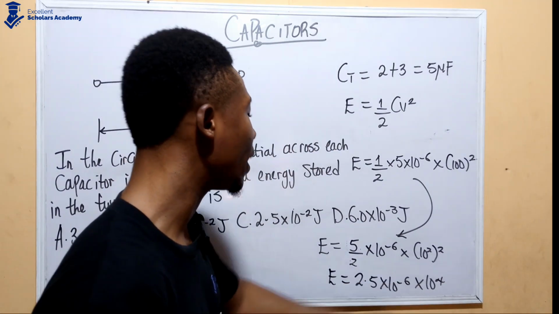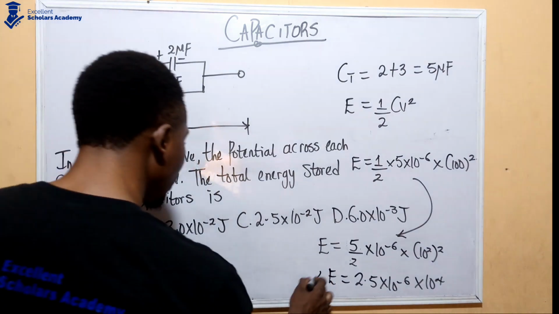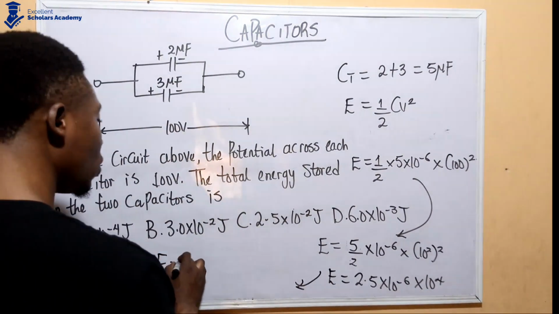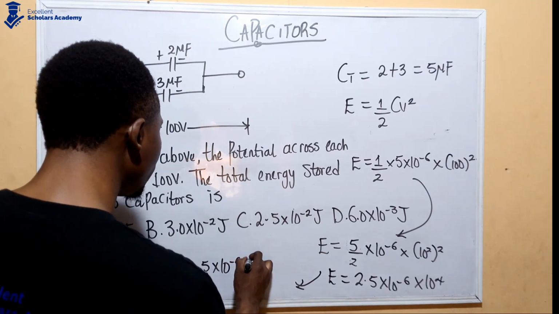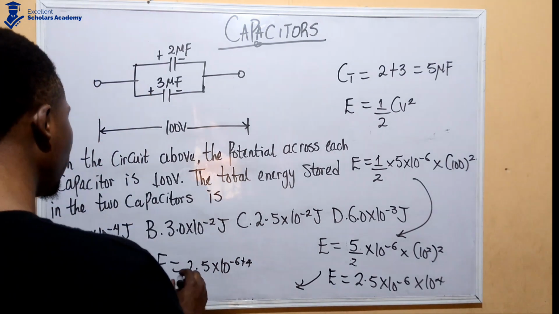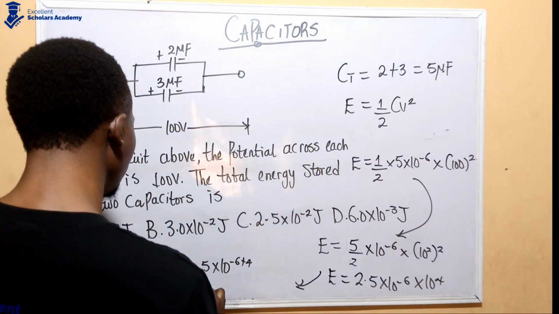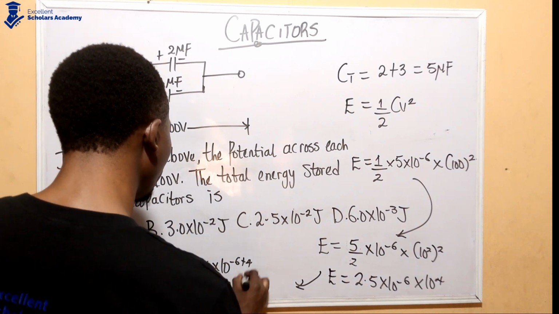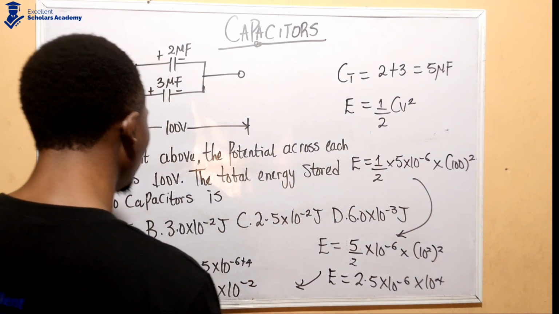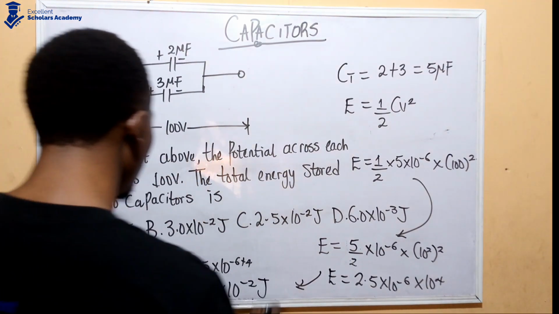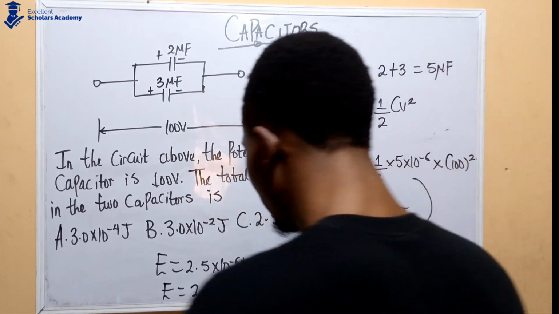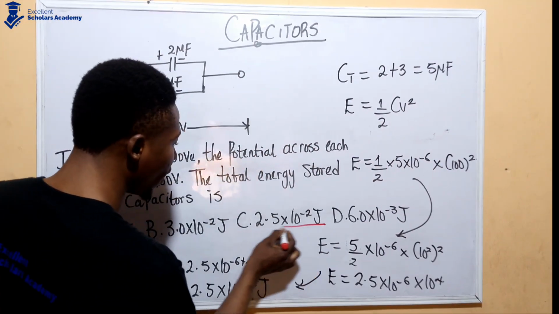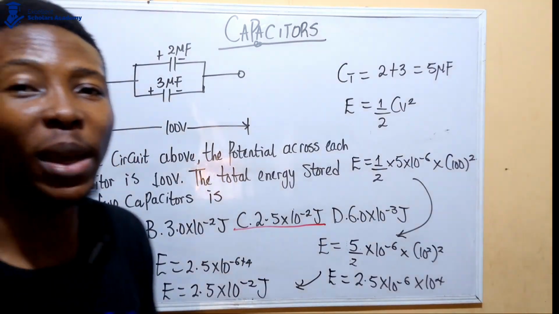Now, we're going to add their powers. So E is equal to 2.5 times 10 to the power of minus 6 plus 4. That gives us minus 2 joules. 2.5 times 10 to the power of minus 2 joules, which is option C. So this is our answer, 2.5 times 10 to the power of minus 2 joules.